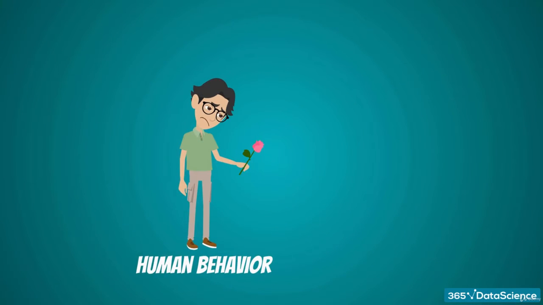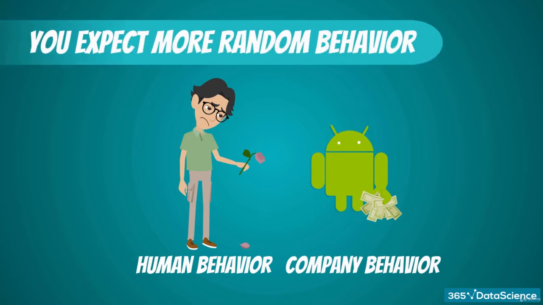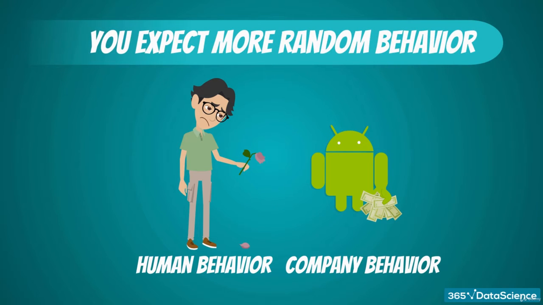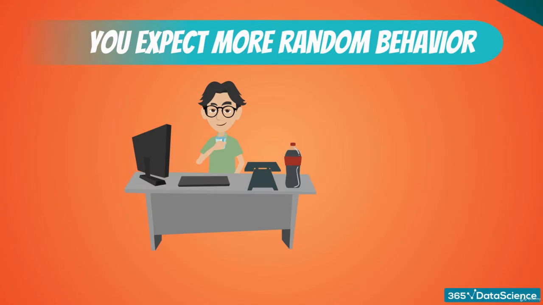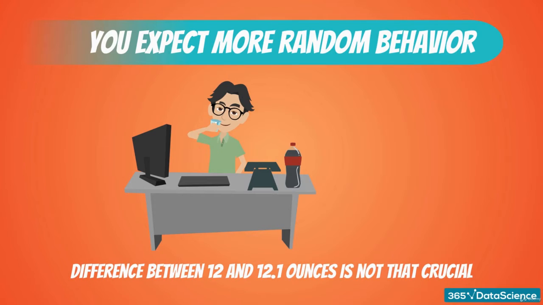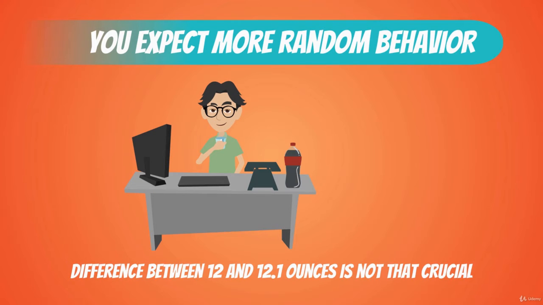However, if we are analyzing humans or companies, we would expect more random or at least uncertain behavior, and hence a higher degree of error. For instance, if we want to predict how much Coca-Cola its consumers drink on average, the difference between 12 ounces and 12.1 ounces will not be that crucial. So we can choose a higher significance level like 0.05 or 0.1.